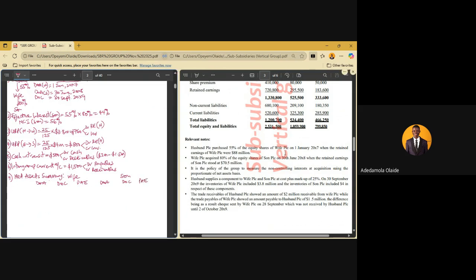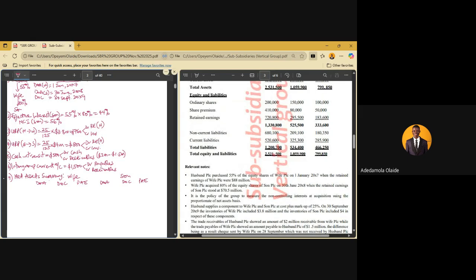So we have ordinary share capital on the DOA. It is 150,000 and it will be nil here. For son, it is 100,000, and nil for post acquisition. Then share premium, it is 80,000, because those ones will not have changed except otherwise stated. It doesn't change between date of acquisition and date of consolidation.